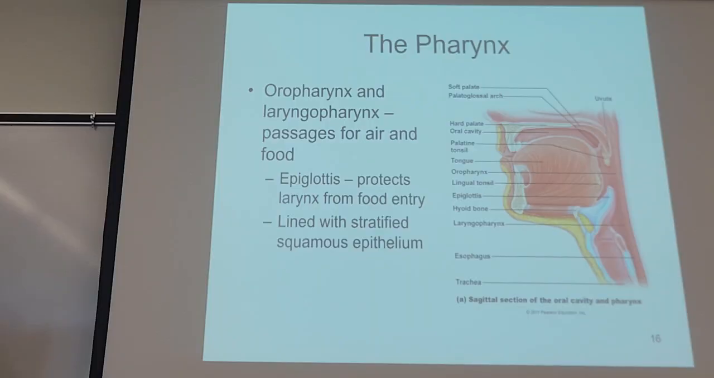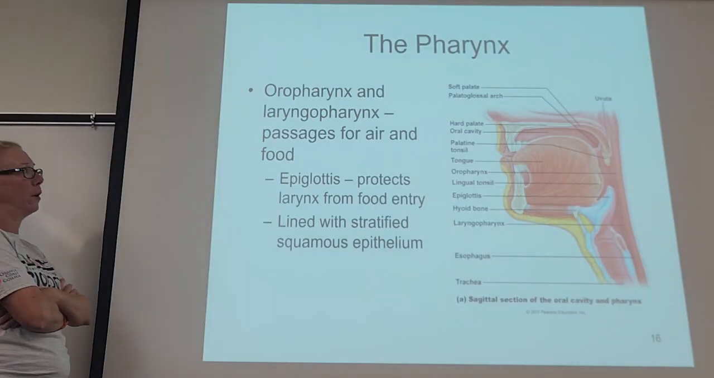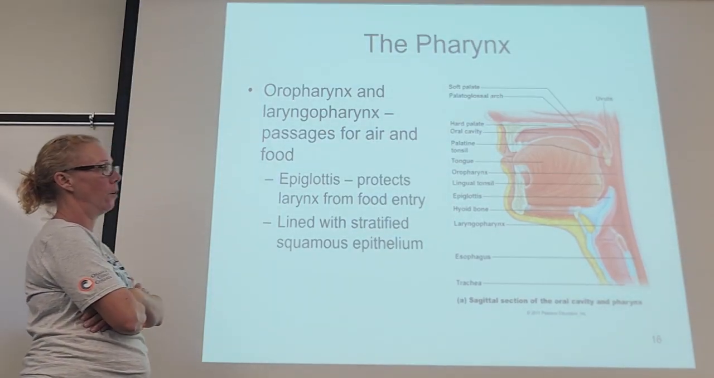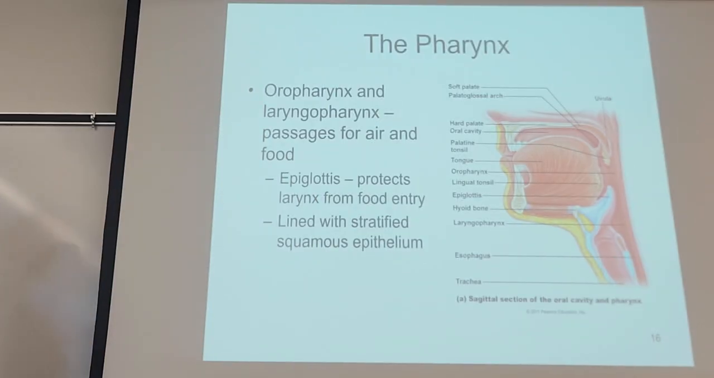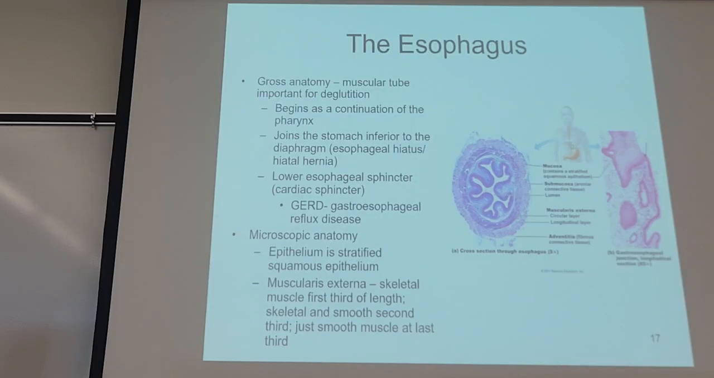Okay, so moving on down the tube from the oro and the laryngopharynx, we know that air and food can go into those passages. We identified the epiglottis, guardian of the airways, that's supposed to flap over the larynx when you swallow. So we're still talking about stratified squamous here, for protection. Nothing new. And then we get down to the esophagus.